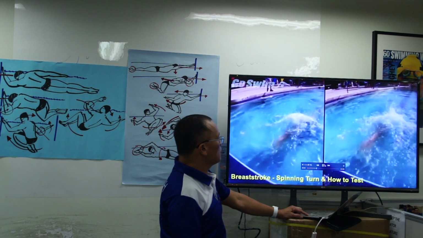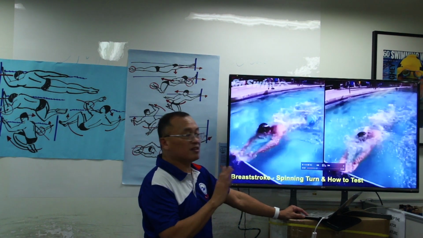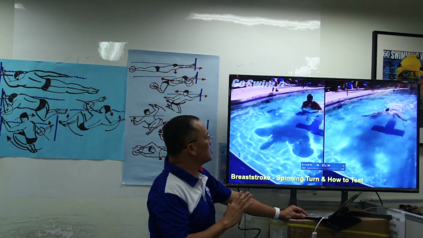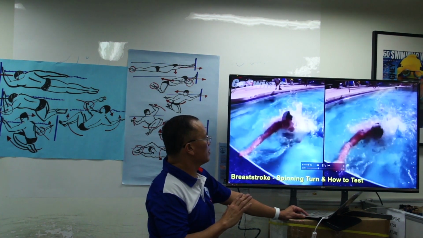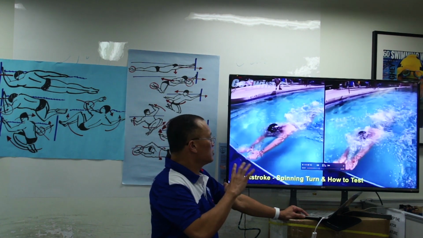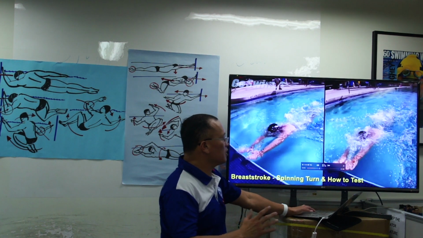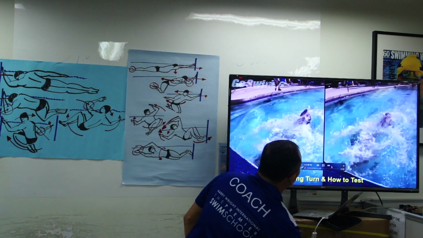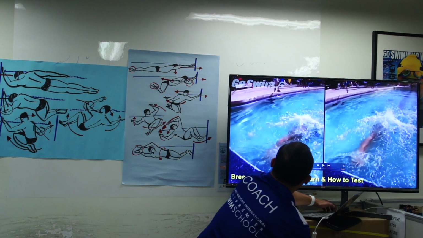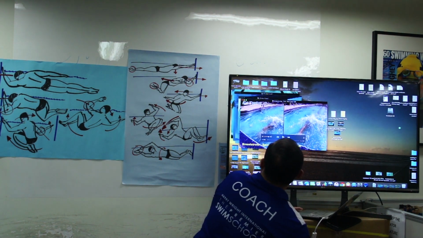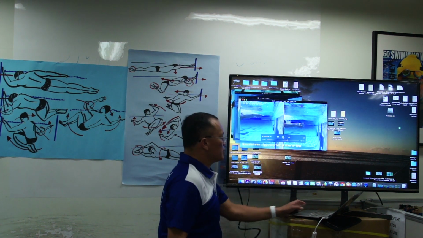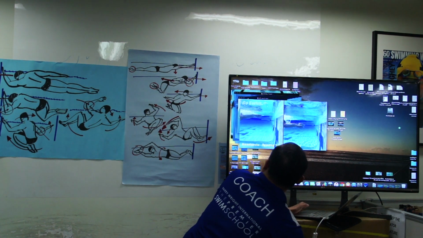When you look at it from above the water, it doesn't seem to be any difference between the two. They have exactly the same speed. Watch it again here. See, not much difference. Above the water, from a coach's point of view, it looks exactly the same. So what can be the big difference here? It's what happens beneath the water.